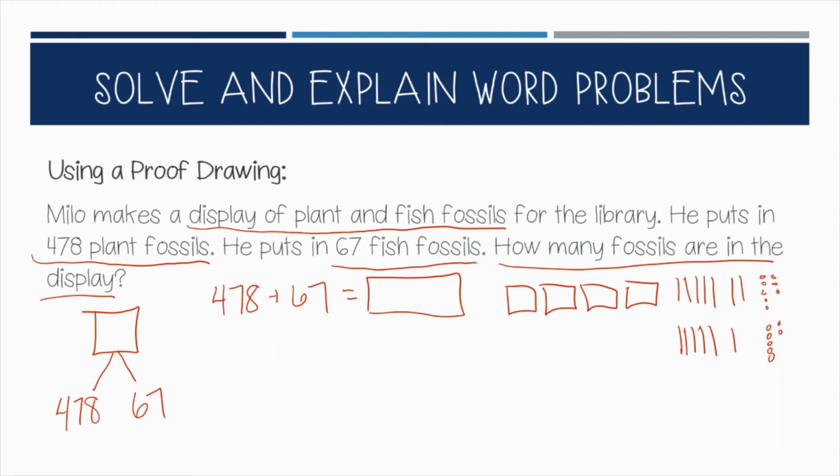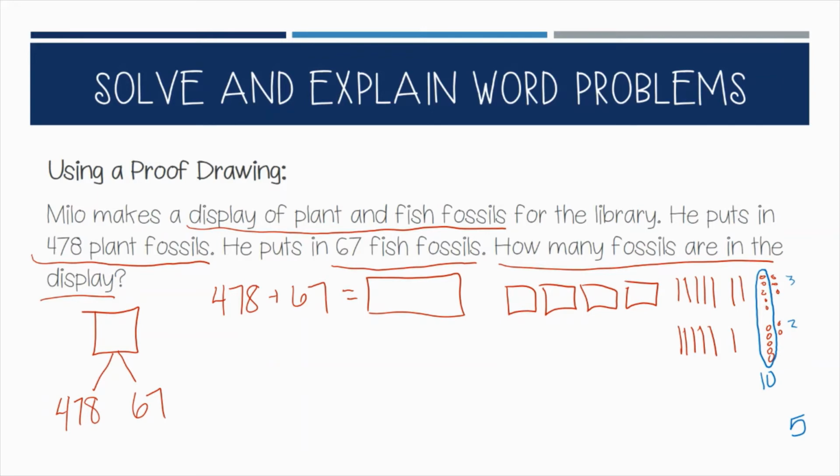I do. So let me change my color to make it a little bit easier to see. I can take this group right here, the 5 and the 5, and those make a new 10. So when I look at the ones that I have left, I have 3 up here and 2 here. So I have 5 ones.